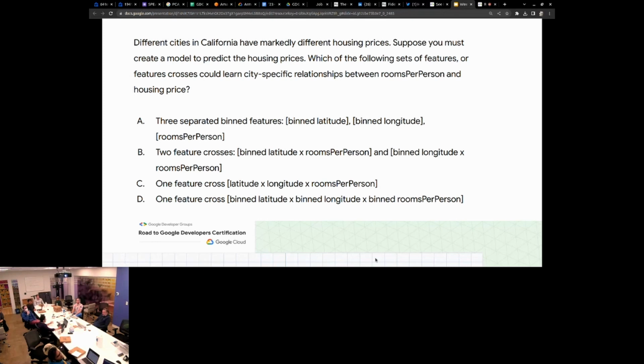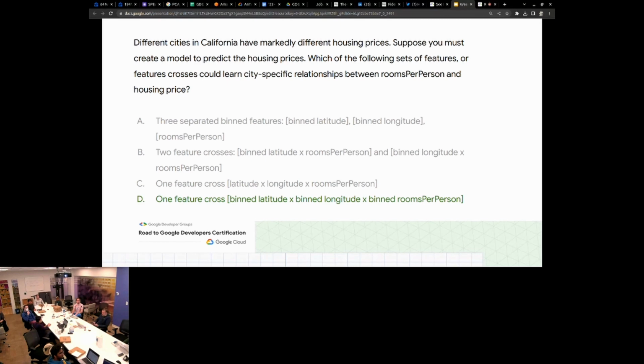The answer is actually D. Obviously the exact number of latitude and longitude doesn't make any sense because nobody cares. So you want to bin them. You want to have these categories to have a rough estimation of where in the city we are looking. And you are binning, categorizing or bucketizing the room per person, because after a number it doesn't make sense. So you want to put everything in smaller buckets, and you'll do one giant feature crossing.